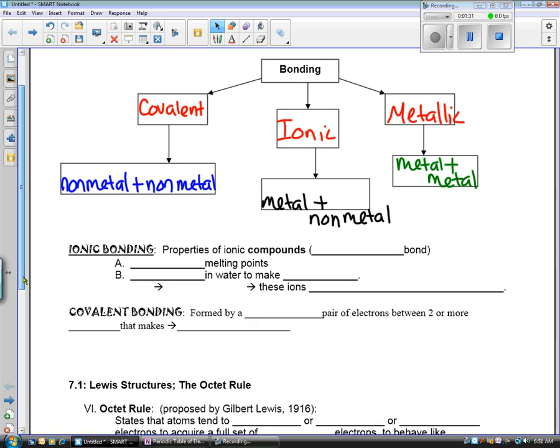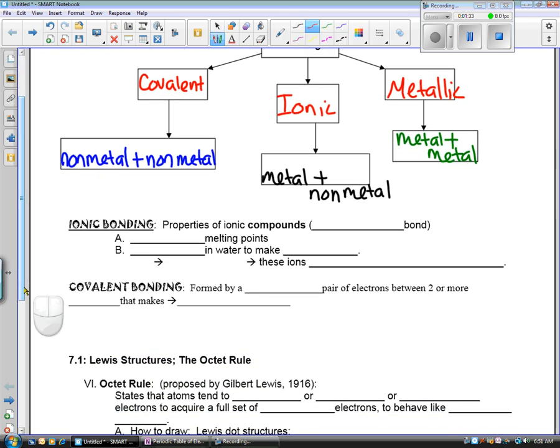Ionic bonds can sometimes be called compounds. Okay, so anything with an ionic bond can sometimes be called compounds. They have very high melting points. Takes a while for them to melt, a lot of energy. And they dissociate in water. D-I-S-S-O-C-I-A-T-E. That means they break up in water and they make their ions. Just like salt. Salt you put in water dissolves. That's what we see dissolving.